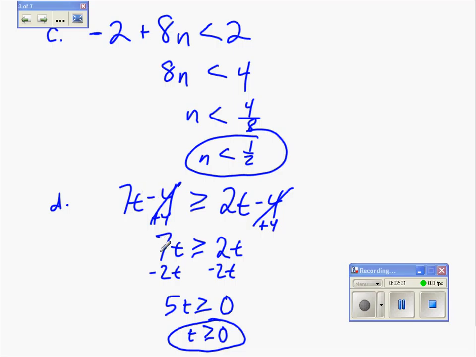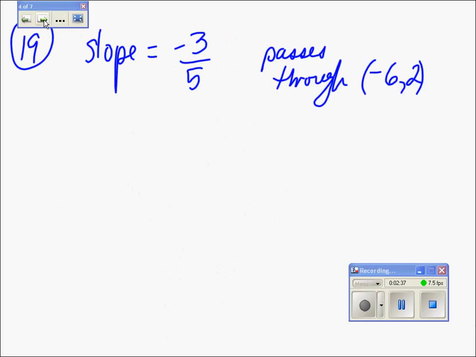Those of you who subtracted 7t here, you would end up with your t on the other side, but you would have to switch your sign in the end because you'd end up dividing by a negative number. So just be careful of that. Your t should be greater than or equal to 0. Or for those of you who like the alligator, the alligator should be eating the t.